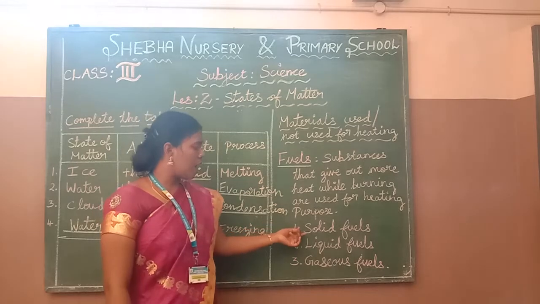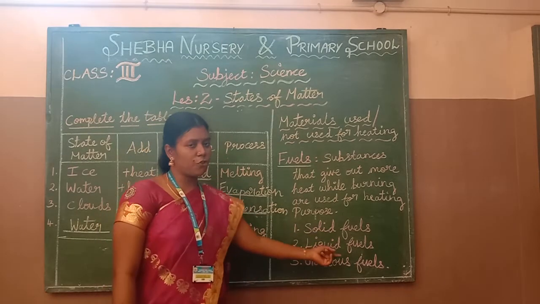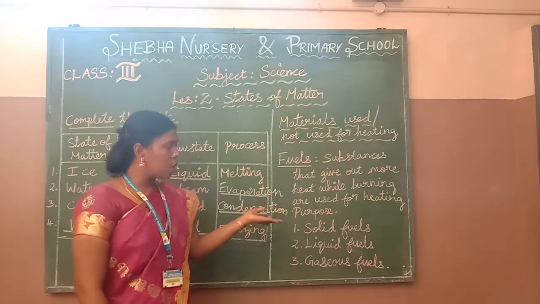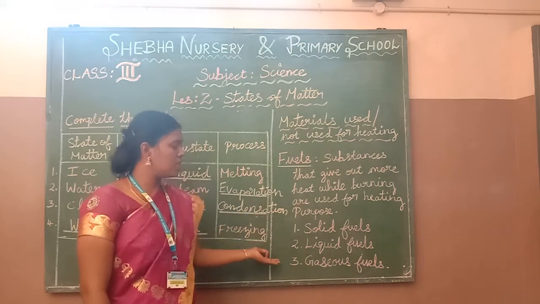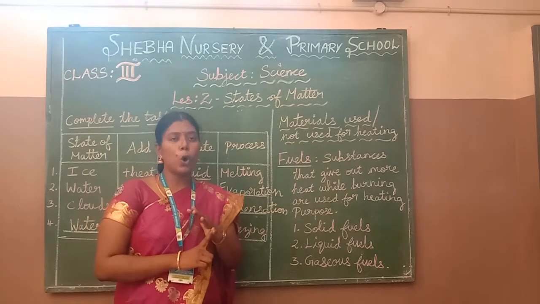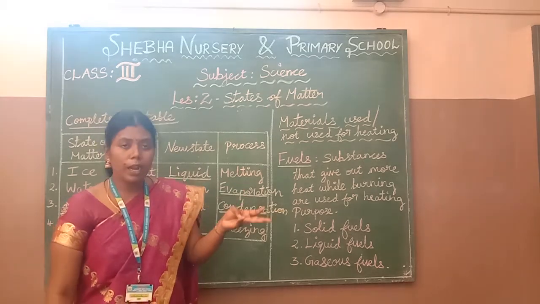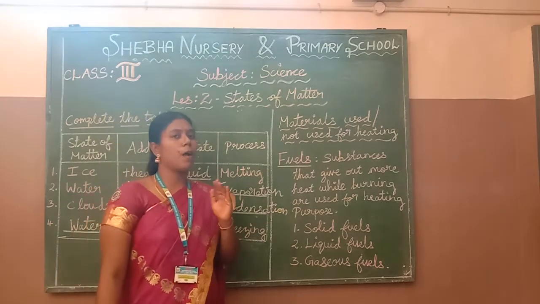The fuels are solid fuels, liquid fuels and gaseous fuels. Fuels have three types: solid fuels, liquid fuels and gaseous fuels. Solid fuels means coal, charcoal and then wood, cow dung. Cow dung is called மாட்டு சாணம்.